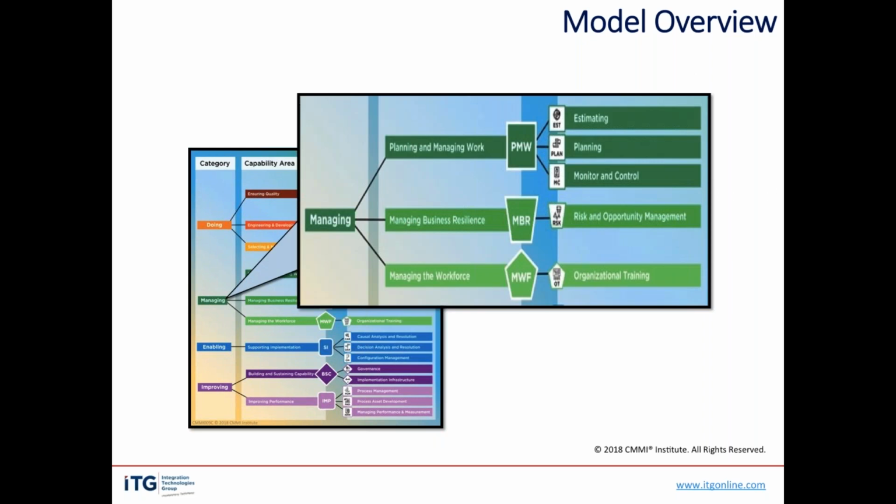The next category is managing, okay, and managing breaks down into, again, 3 capability areas: planning and managing work, managing business resilience, and managing the workforce, okay. Planning and managing work has practice areas that are estimating, planning, and monitoring and control. Managing business resilience is risk and opportunity management. Managing the workforce has organizational training as a practice area, okay?